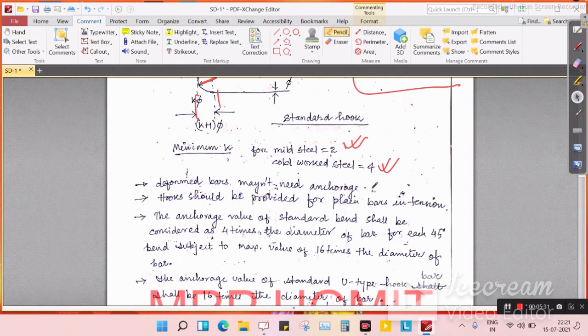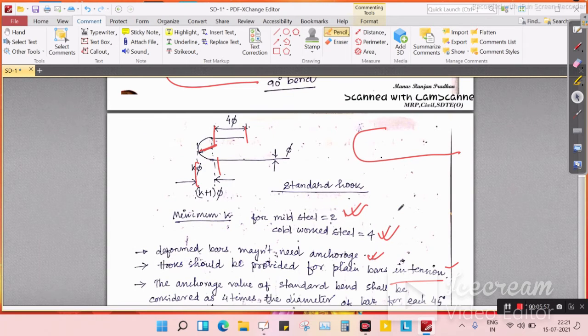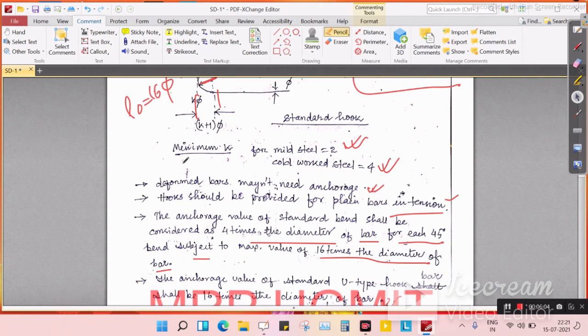Deformed bars may not need anchorage. Hooks should be provided for plain bars in tension. The anchorage value of standard bend shall be considered 4 times the diameter of the bar for each 45-degree bend, subject to a maximum value of 16 times the diameter of the bar. The anchorage value of standard U-type hook shall be 16 times the diameter of the bar, that is L0.